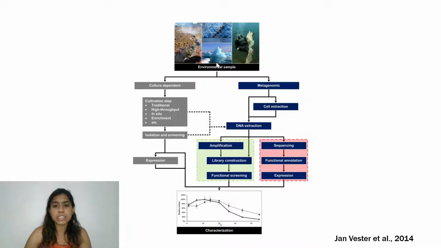But what about the ones that cannot be cultured? That is where all the metagenomic techniques come into the picture. We just collect the whole sample, do a whole cell extraction, do a whole genomic DNA extraction, which is the metagenomic DNA extraction.